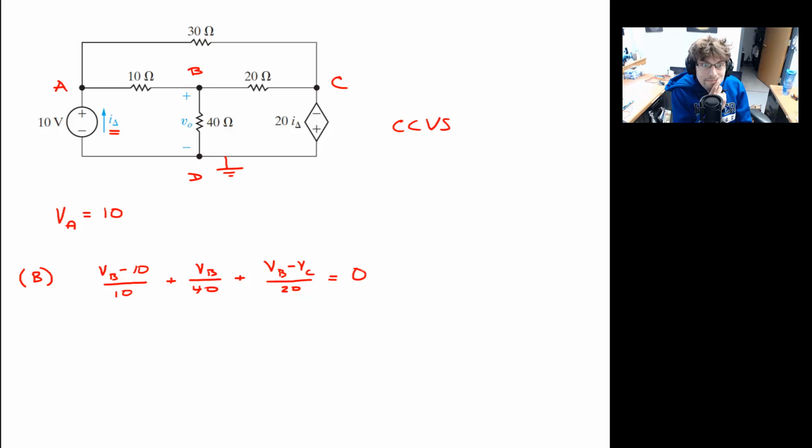Right? Good. Okay. Well, we have some sort of relationship between the potential at C and the potential of D, right? Namely, VC must be equal to minus 20 I delta. Based on this, ground is the high side, which means C has to be below the ground, the basement, if you will.